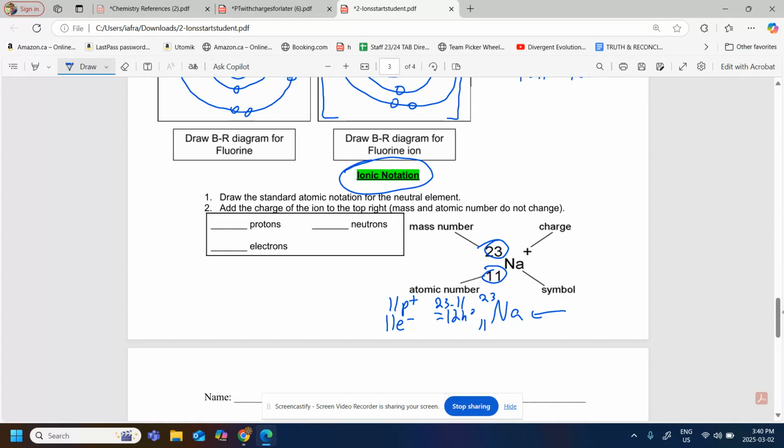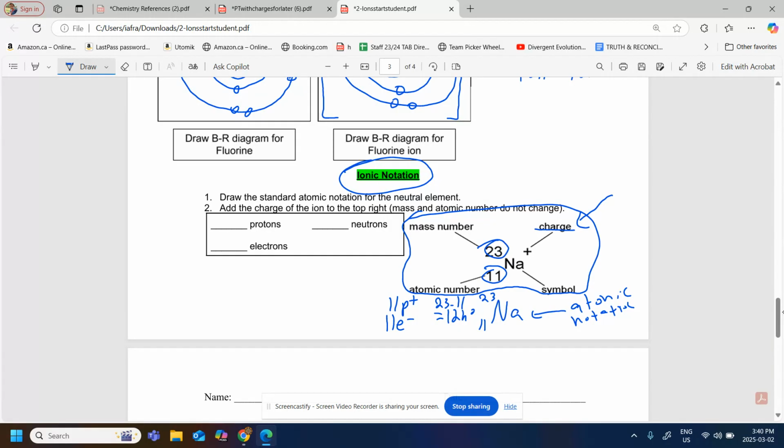Now, what we have over here, this one, is the ionic notation. So this here would be the atomic notation, meaning when it's not charged. There's no charge on it, it's just the regular sodium. But here we have it when it's charged. So if I were to give you the ionic notation, like this, and I asked you to find the number of protons, electrons, neutrons, here's how you would do it.